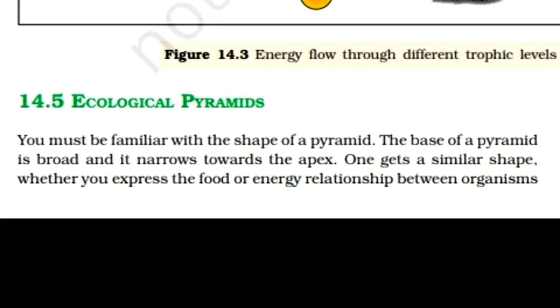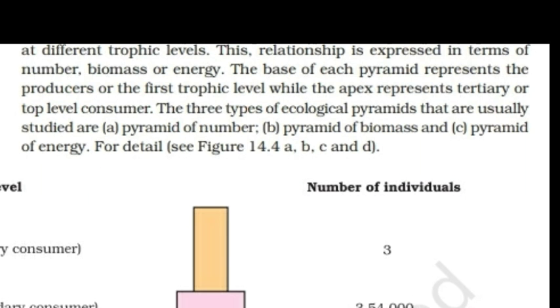Ecological pyramid. You must be familiar with the shape of the pyramid. The base of the pyramid is broad and it is narrow towards the apex. One gets a similar shape wherever you express the food or energy relationship between organisms at different trophic levels. This relationship is expressed in terms of number, biomass or energy.